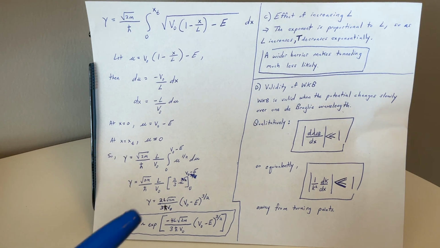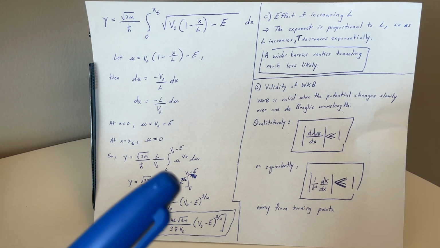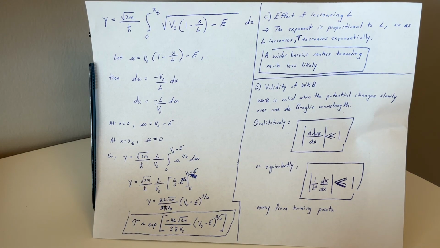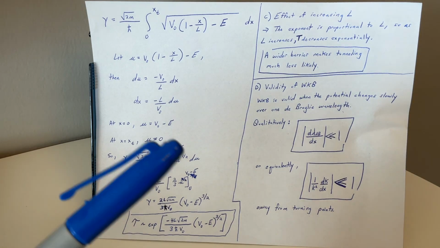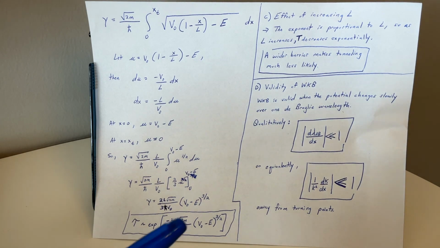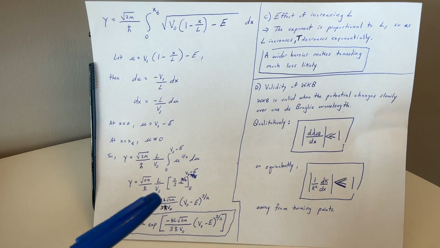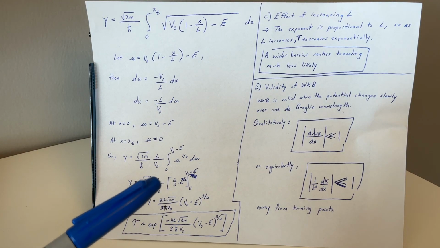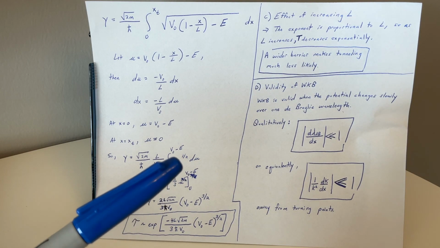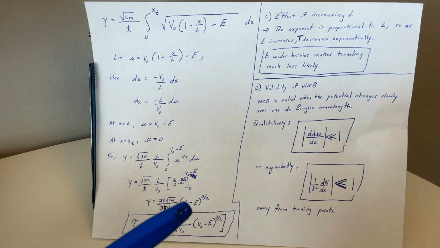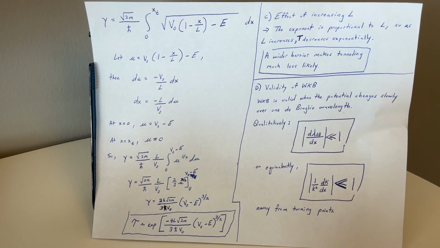So gamma equals the square root of 2m over h bar times L over V naught. We're integrating now from 0 to V naught minus E, and inside becomes u to the 1/2 du. So we can integrate that. Gamma equals the square root of 2m over h bar times L over V naught, and integrating this becomes 2/3 u to the 3/2 from 0 to V naught minus E.